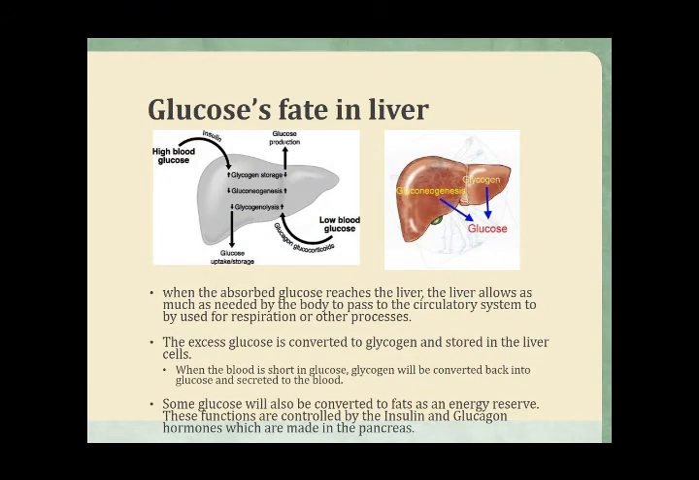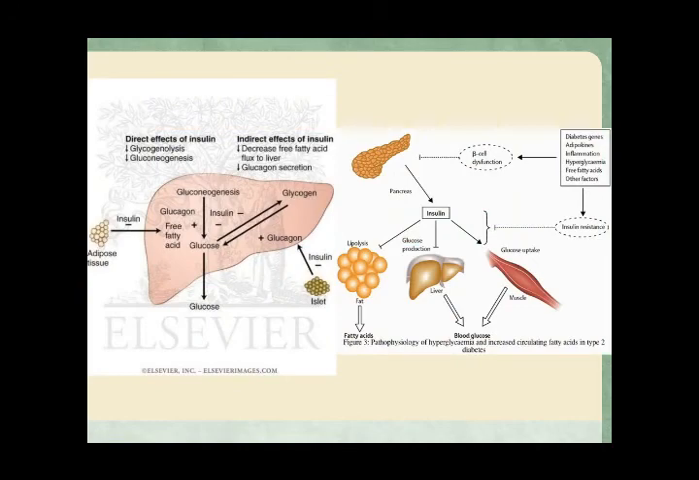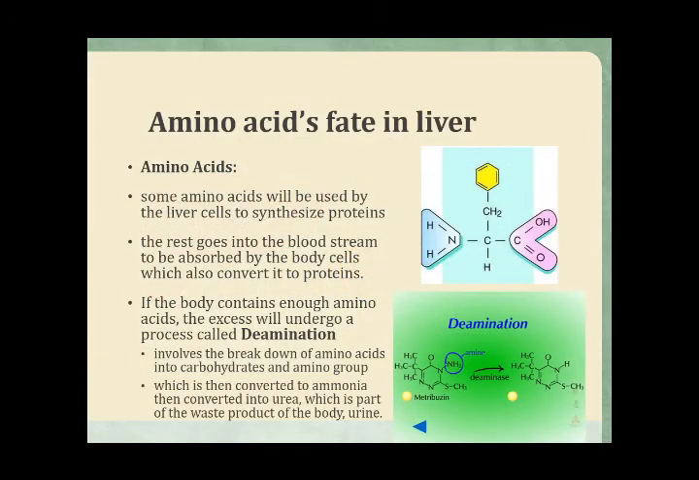Glucose will be stored in the liver as glycogen. Some of it can be put into fats as an energy reserve. Amino acids will be deaminated, and when they are deaminated, the amine NH2 will become urea and then becomes urine.